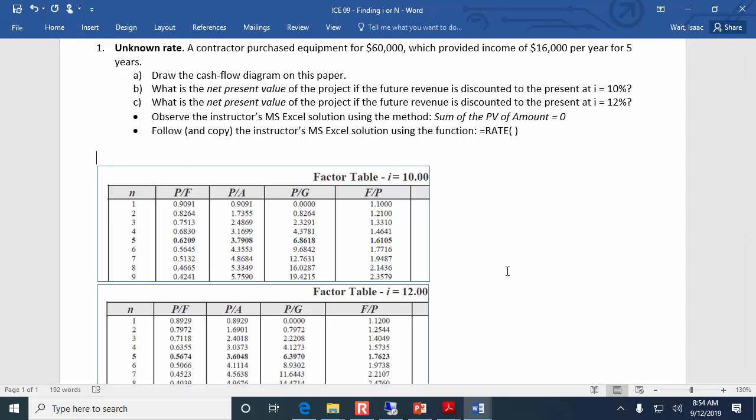Okay, so step A, draw the cash flow diagram, and then take the annual series to the present at 10% and at 12% and combine it with the original expenditure of $60,000. And I hope what you'll find is that if you're discounting it at 10% versus at 12%, in one scenario this investment is profitable, and in another scenario the contractor would be losing money.